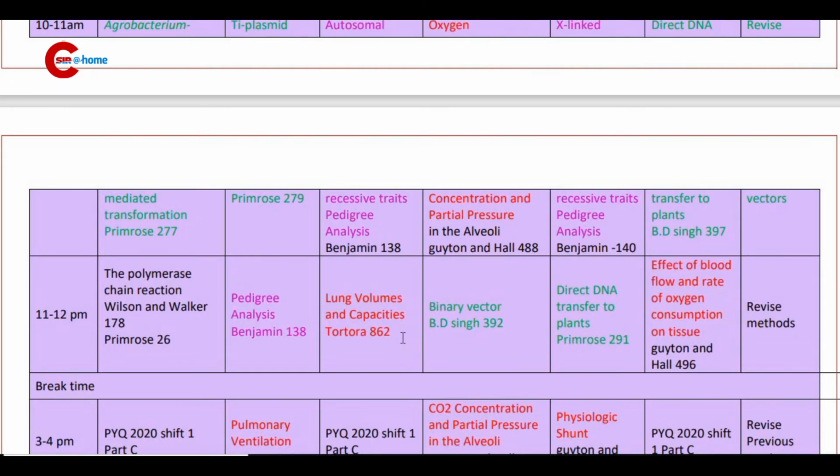11 to 12 p.m.: study lung volumes and capacities. What you need to study? You need to study about tidal volume, inspiratory reserve volume, expiratory reserve volume, residual volume, etc. That is lung volumes and capacities.